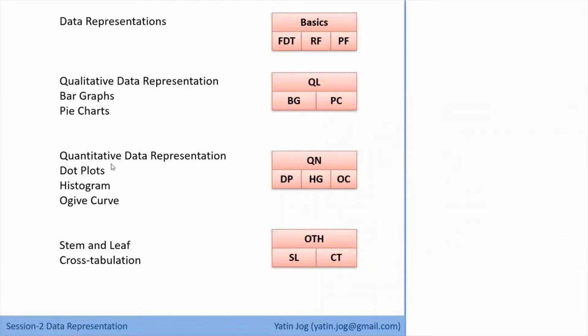Then for quantitative data, we can use histograms. That is the most important part. We can use dot plots. We cannot use Excel for dot plots, but you can use pen and paper for dot plots. Ogive curve, yes, based on the cumulative frequency, we can go for Ogive curves. So these are for qualitative data and quantitative data.